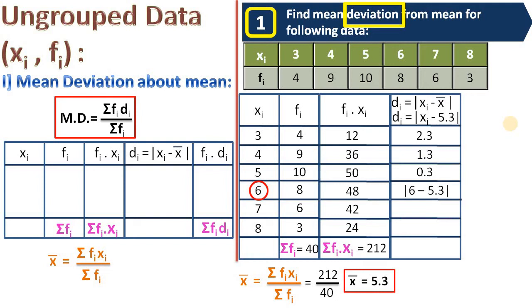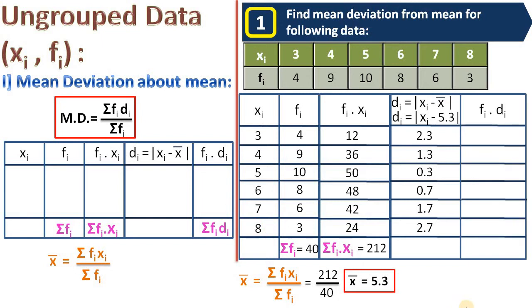6 minus 5.3 is 0.7. It is a positive value. 7 minus 5.3 is 1.7. 8 minus 5.3 is 2.7. So here we have subtracted 5.3 from each observation xi. Now the last column is fi into di. Carefully calculate this column. Multiply fi to di.